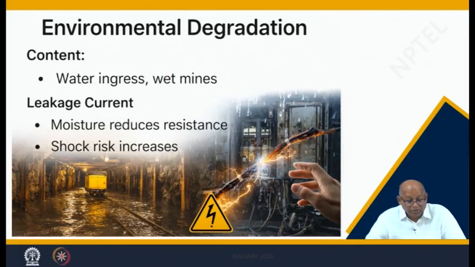There will also be environmental degradation. Those were all because of mechanical things, but there could be environmental degradation because water gets in, water droplets fill in because the mines are wet. Moisture reduces the resistance and shock risk increases because moisture is a conductor. As you can see, in most of the mines underground water is there. Though it is pumped out, water is still always there and the cable has to go inside the water.